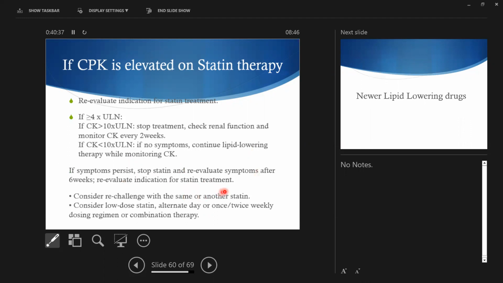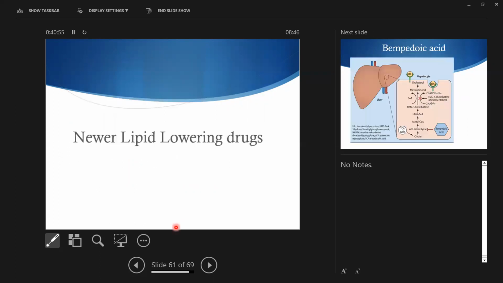Then if statin is really indicated, then consider re-challenge with same or another statin, maybe at a lower dose or alternate day, once or twice a week, like that. So to give the maximum tolerated dose. If it is not possible, then you have to switch on to other medicines like we have discussed. Beyond this, there are a few newer agents available.